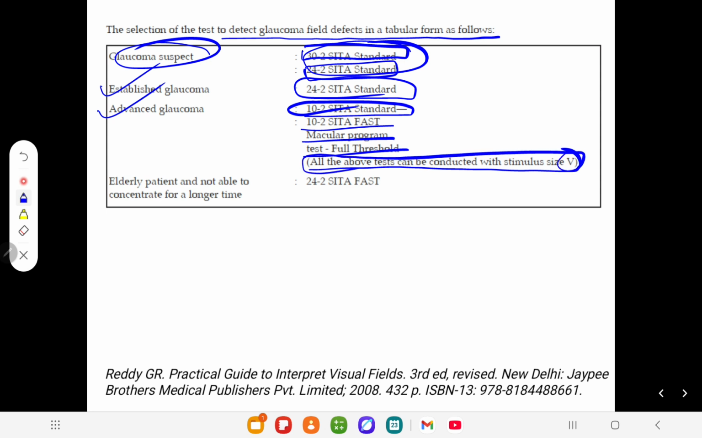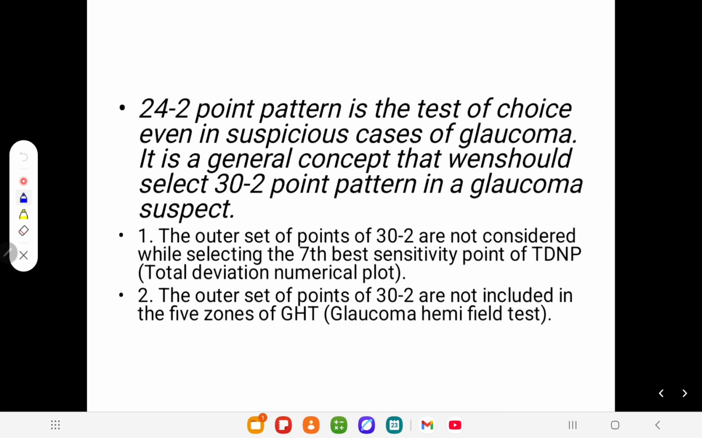So above all, the test can be conducted with the stimulus of 5. It's very important. Stimulus size can be changed, because in Humphrey you have stimulus size 3, 4, 5. So if there is an elderly patient not able to concentrate for a longer time, then this is gold. Just remember, this is gold, because it's 24-2 SITA, but at the same time fast. That's why it will take 5 to 7 minutes. So whenever a patient cannot concentrate for a long time, 24-2 SITA fast is gold. It will save you a lot of time. Okay. So now that's the point I want to discuss with you, because it's very important.